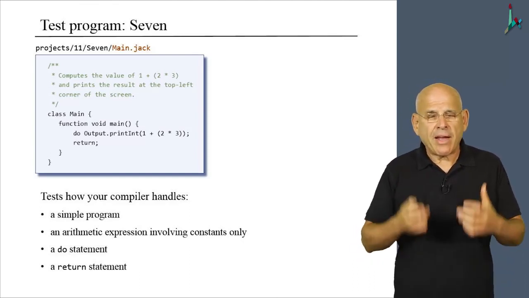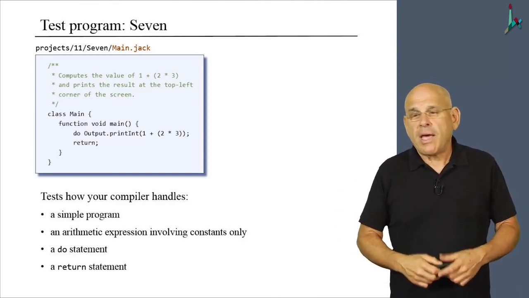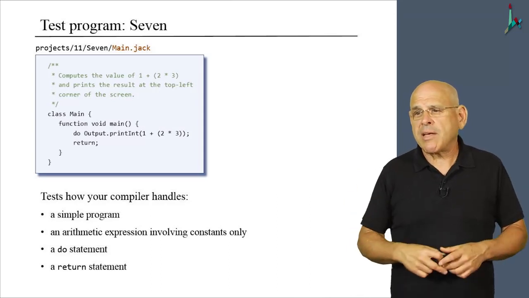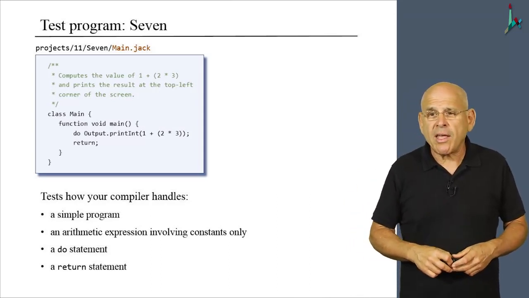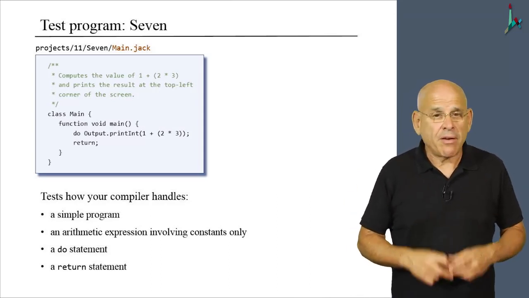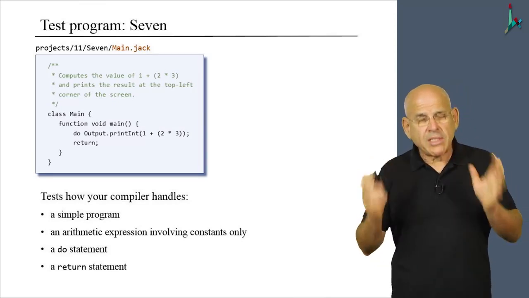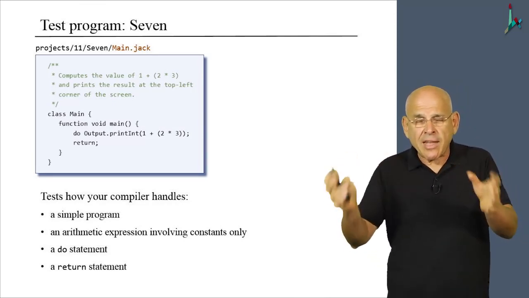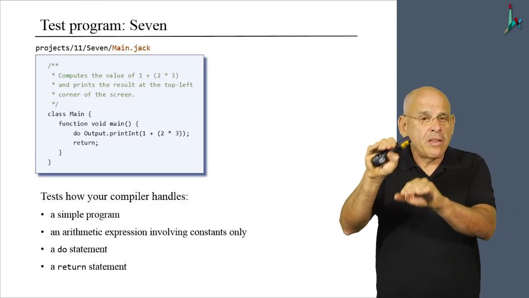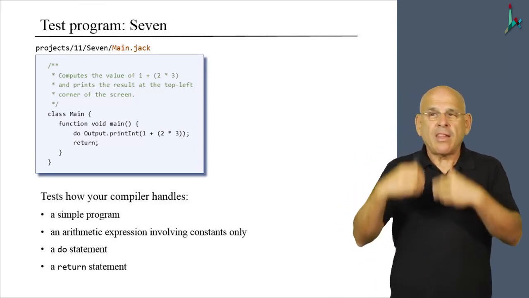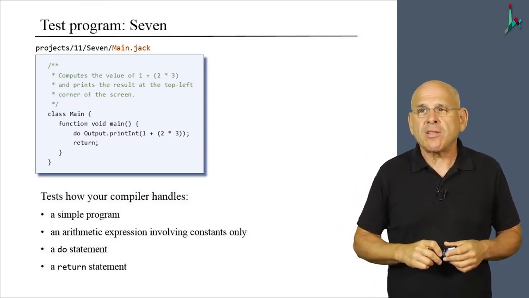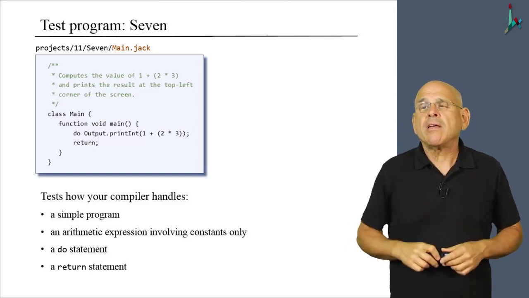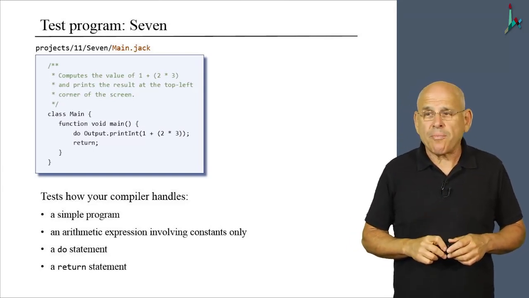test how your compiler handles a simple program: an arithmetic expression involving some constants only, a do statement, and a return statement. So once again, you have to develop or extend your compiler to handle these capabilities only, and then you can test it on the 7 program and move happily to the next test program.